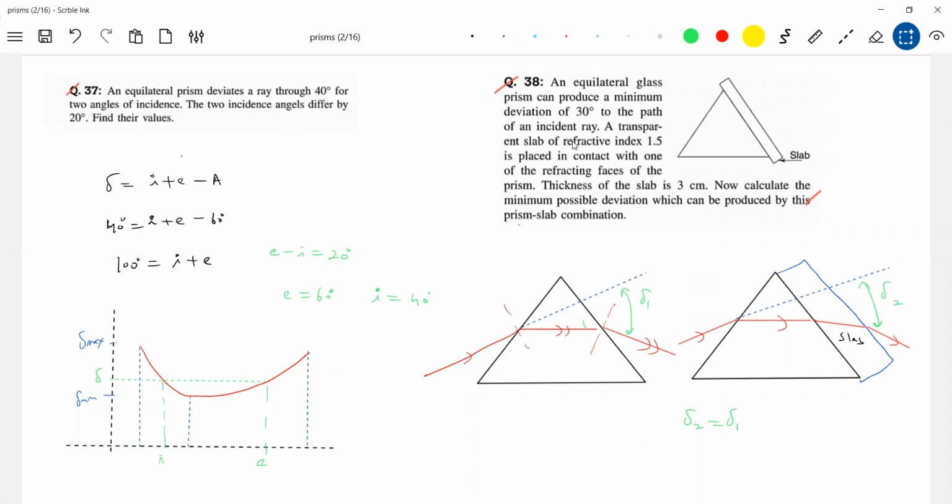Just like it will trouble you. We start thinking here and there. So what is the slab? The slab will not produce deviation. So what is the net deviation? Deviation due to prism plus deviation due to slab. We know deviation due to slab is 0. So therefore it will be only the deviation due to the prism.